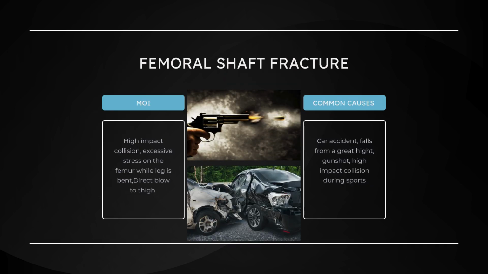The mechanism of injury for a femoral shaft fracture is a high-impact collision, excessive stress on the femur while the leg is bent, or a direct blow to the thigh. This can be caused by car accidents, a fall from a great height, gunshots, or high-impact collision during sports. These types of fractures are also very common in child abuse cases.